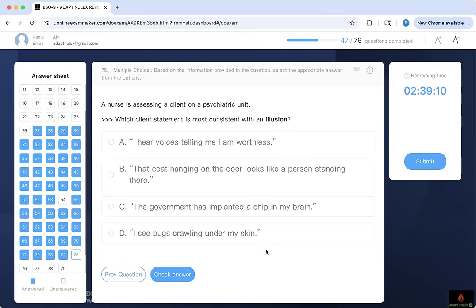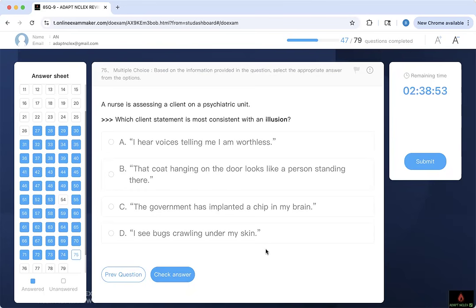Now, there's one more. Illusion. People don't talk about it. NCLEX may ask you, what is illusion? Which client statement is more consistent with illusion? And then it's assessing the client in a psychiatric unit. Which one is an illusion?